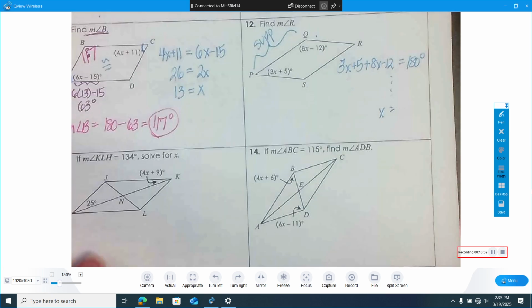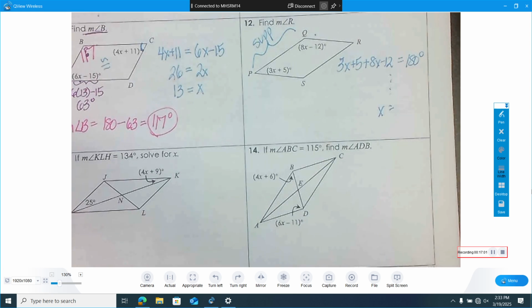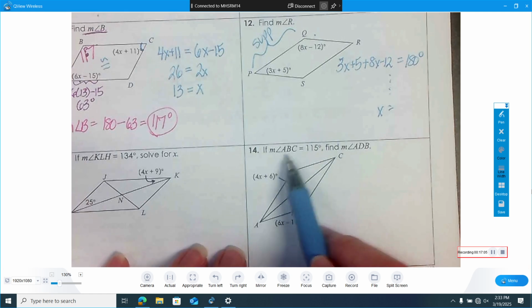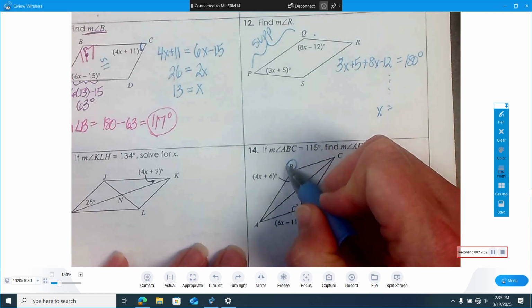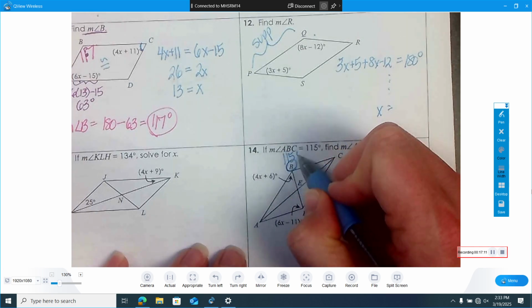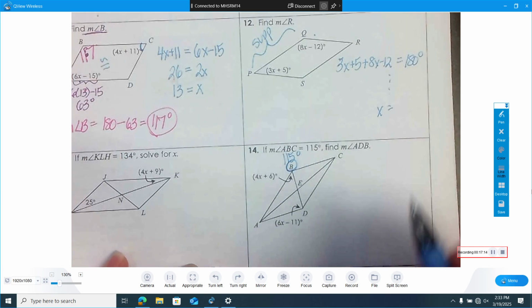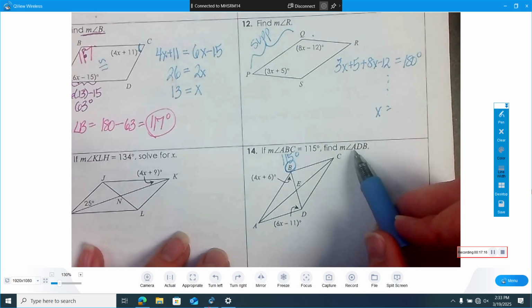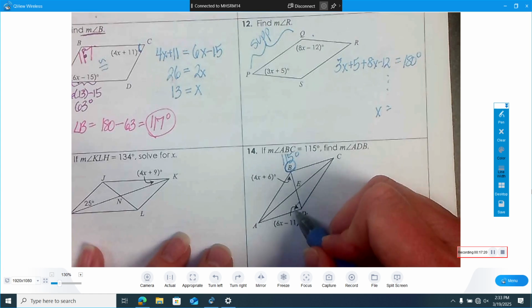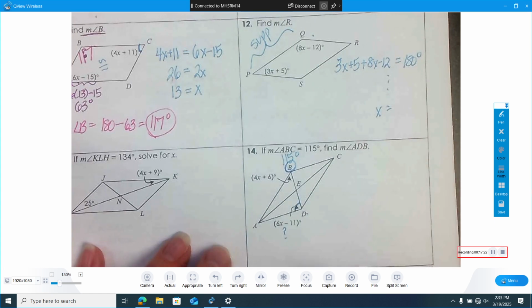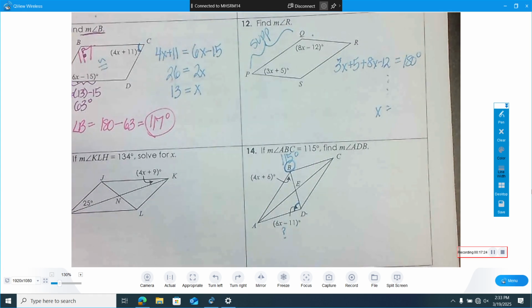All right, let's look at number 14, last one. The measure of angle ABC. ABC, that is the whole angle. The entire angle B is 115 degrees. The whole thing. Find the measure of angle ADB. So we're just looking for this angle here. We want to figure out this angle when we're done. What do you got to do?